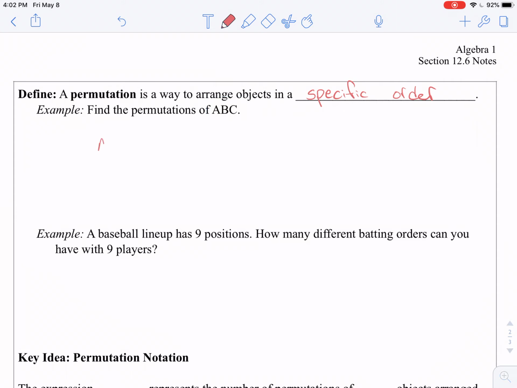So you have A, B, C, then you have A, C, B, and B, A, C, B, C, A, C, A, B, C, B, A. Is that it? I think that's it. Yeah. So there are 6 possible permutations.